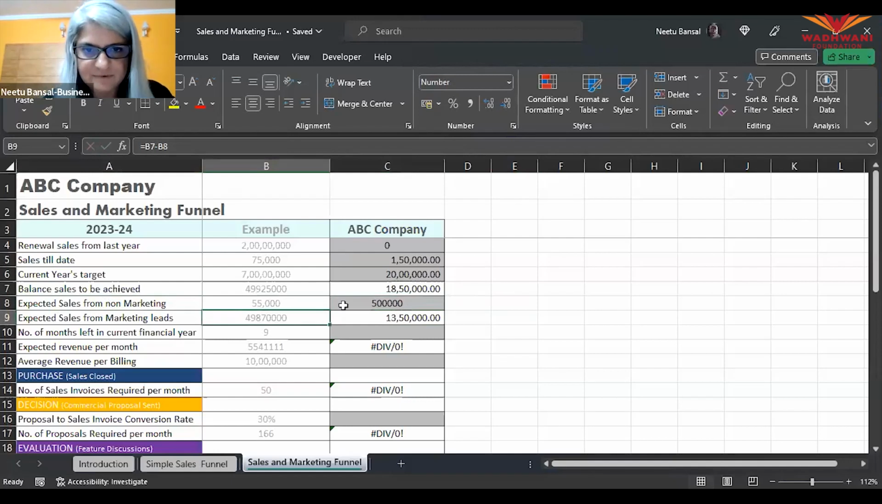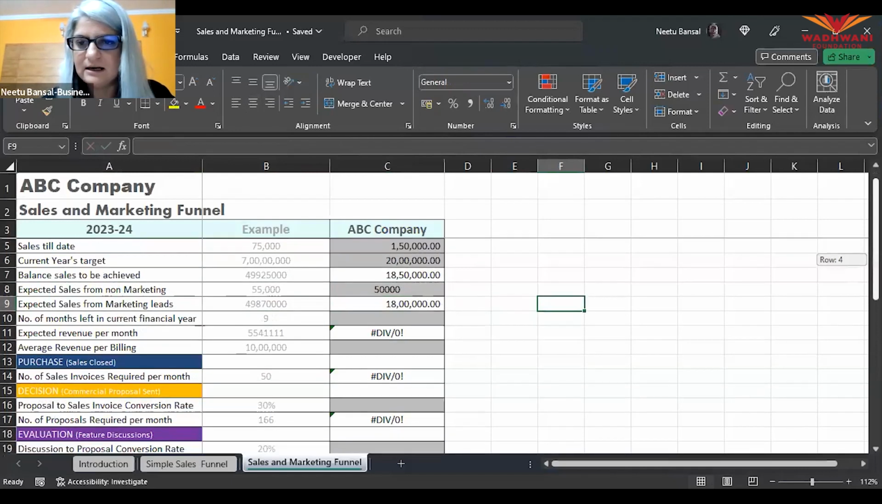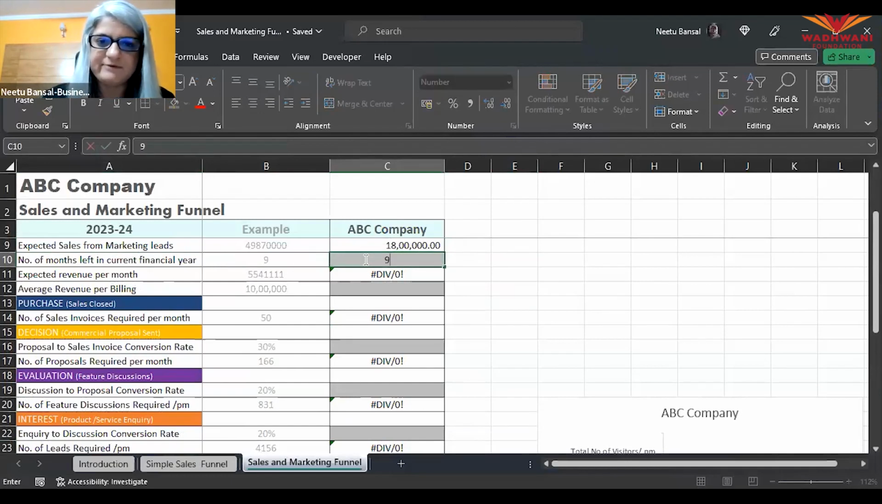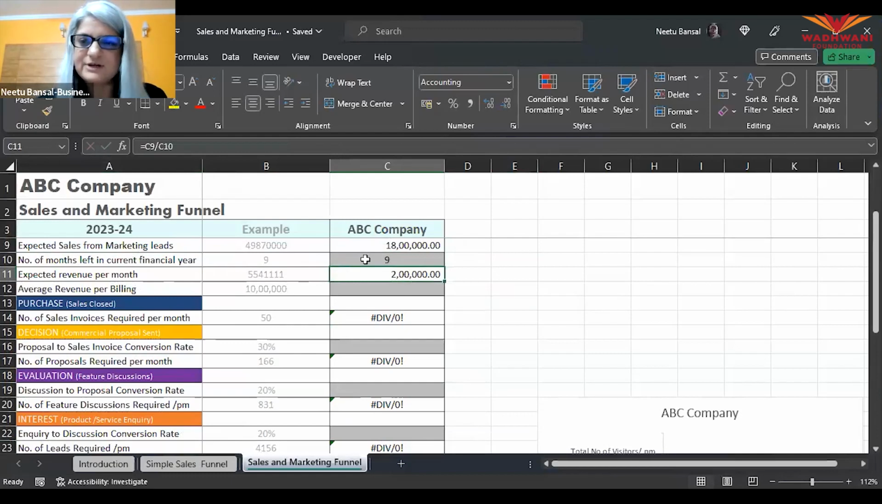Okay. Now, sorry, did I put it as 5 lakhs? Okay. So that means the expected sales from marketing leads is around 18 lakhs. Okay. So now how many months do I have left? Since we're already at the end of June, I'm going to say we've got 9 more months. This translates to needing to earn at least 2 lakhs of revenue per month. Now that's the pipeline that I need to build. Okay. So the next question, the data that we're going to add, is what's the average revenue per billing?